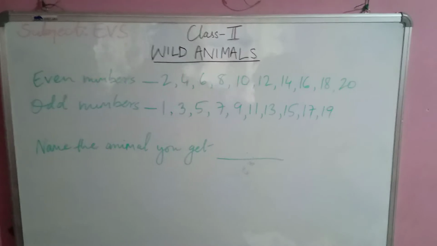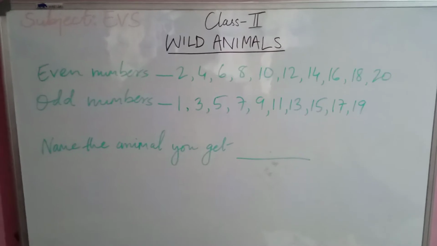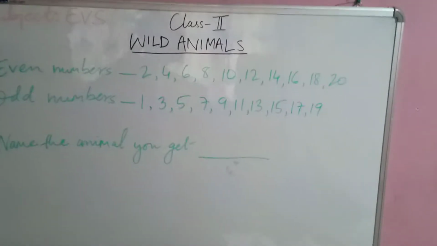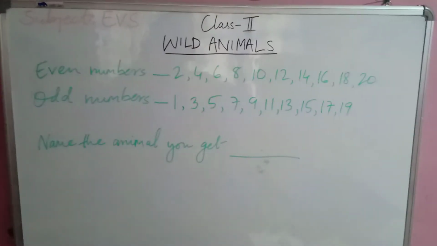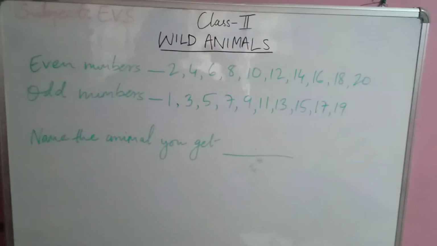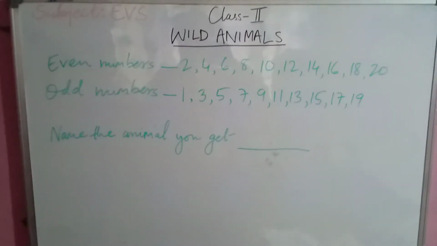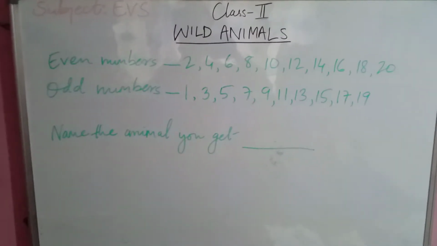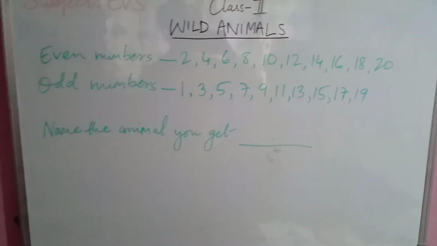So before moving on, you have to see the picture given below and color all even numbers to get the animal. If you can see in the picture, there's a picture of a lion, which is divided into numbers. Then you have to color only those numbers, only even numbers, to get the animal. An even number is a number which is divisible by 2, which is a multiple of 2.